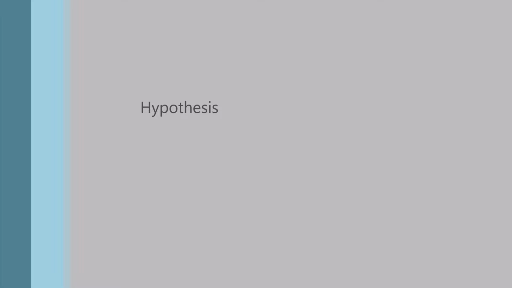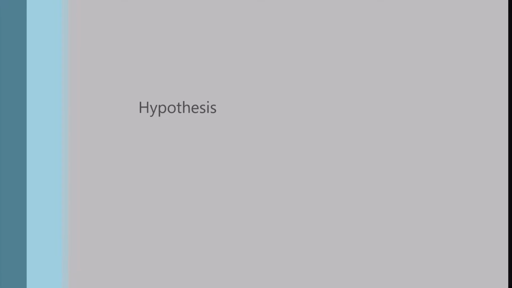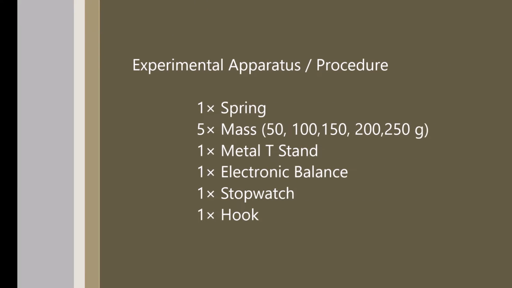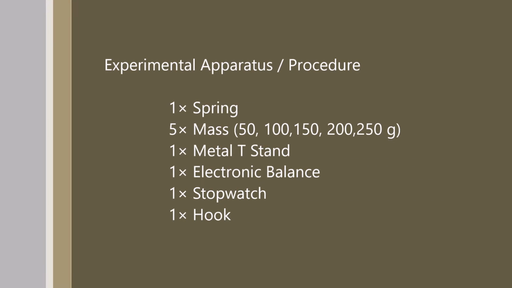My hypothesis is that increasing the mass increases the period of the spring pendulum because, based on Hooke's law, there is an elastic force that causes the motion of oscillation. Therefore, the data of period will be observed to find the spring constant. Before the experiment, masses should be weighed using the electronic balance.